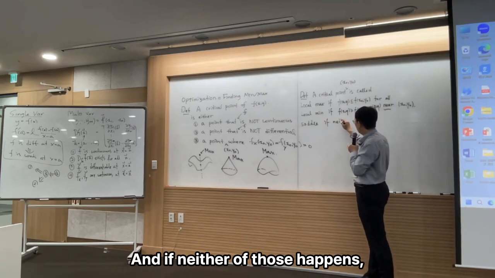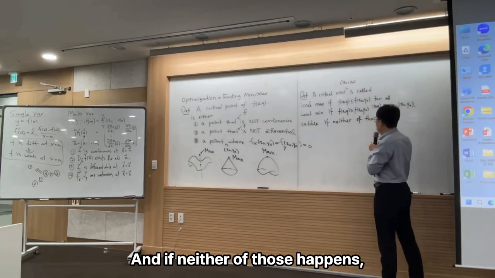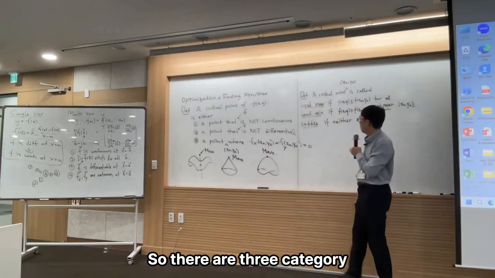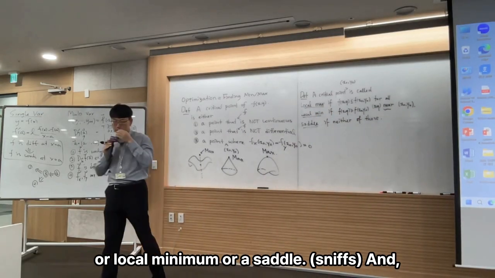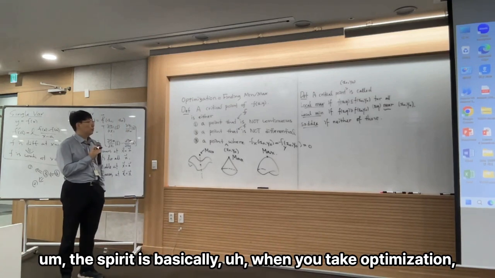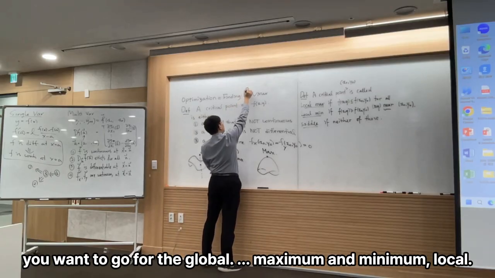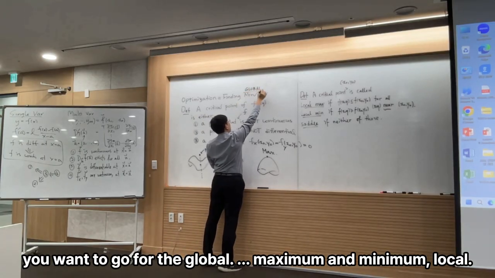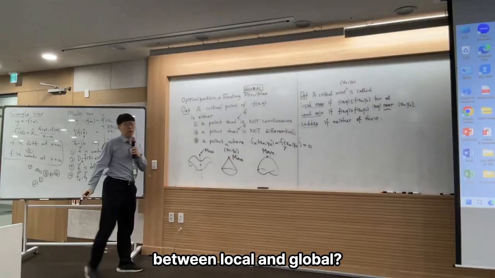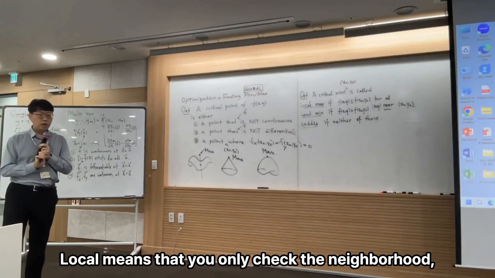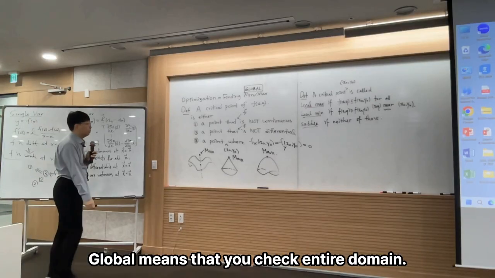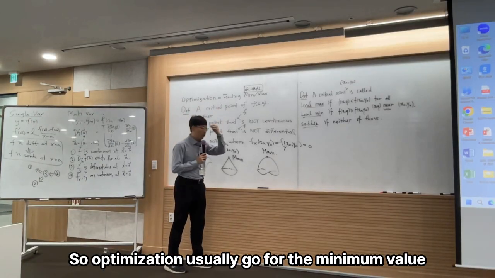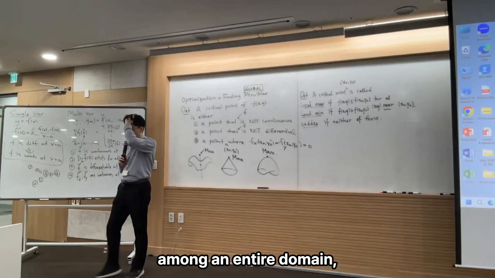And if neither of those happens, it's called a saddle. So there are three categories of critical point: local maximum, local minimum, or saddle. And the spirit is basically that when you do optimization, you want to go for the global maximum and minimum. What is the difference between local and global? Local means that you only check a small neighborhood. Global means that you check the entire domain.